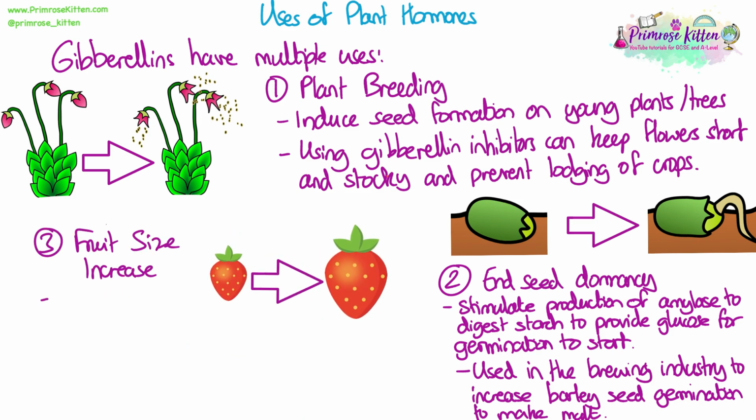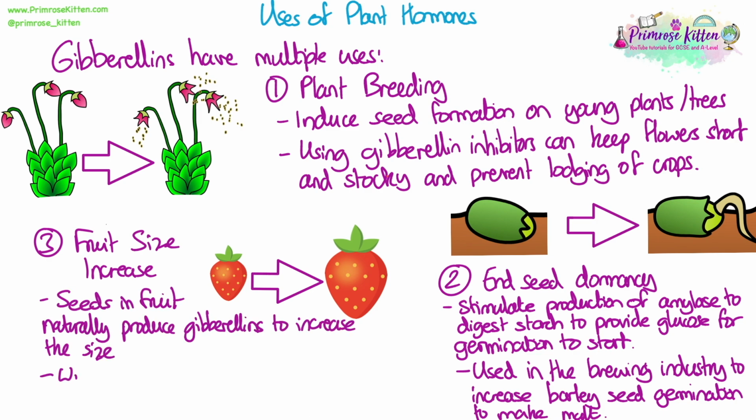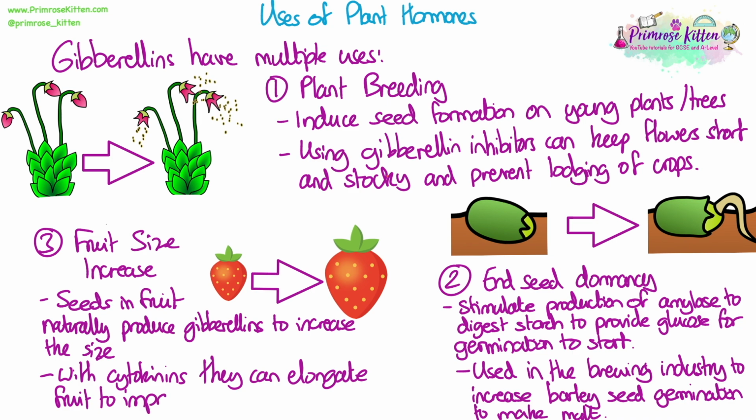The final thing we can use gibberellins for is to increase the fruit size. So seeds in fruit naturally produce gibberellins to increase the size. In combination with cytokinins here, they can elongate fruit to improve the shape. So sometimes you want elongated, longer apples, or you want a bunch of grapes to be more spread out. So you want the grapes to be far apart from each other. This is something that you can use gibberellins and cytokinins in combination to help you do.